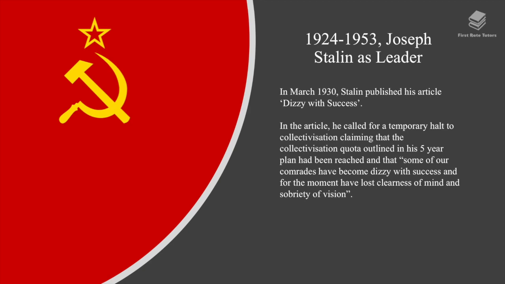In March 1930, Stalin published his article, Dizzy with Success. In the article, he called for a temporary halt to collectivization, claiming that the collectivization quota outlined in his five-year plan had been reached, and that some of our comrades have become dizzy with success, and for the moment have lost clearness of mind and sobriety of vision.